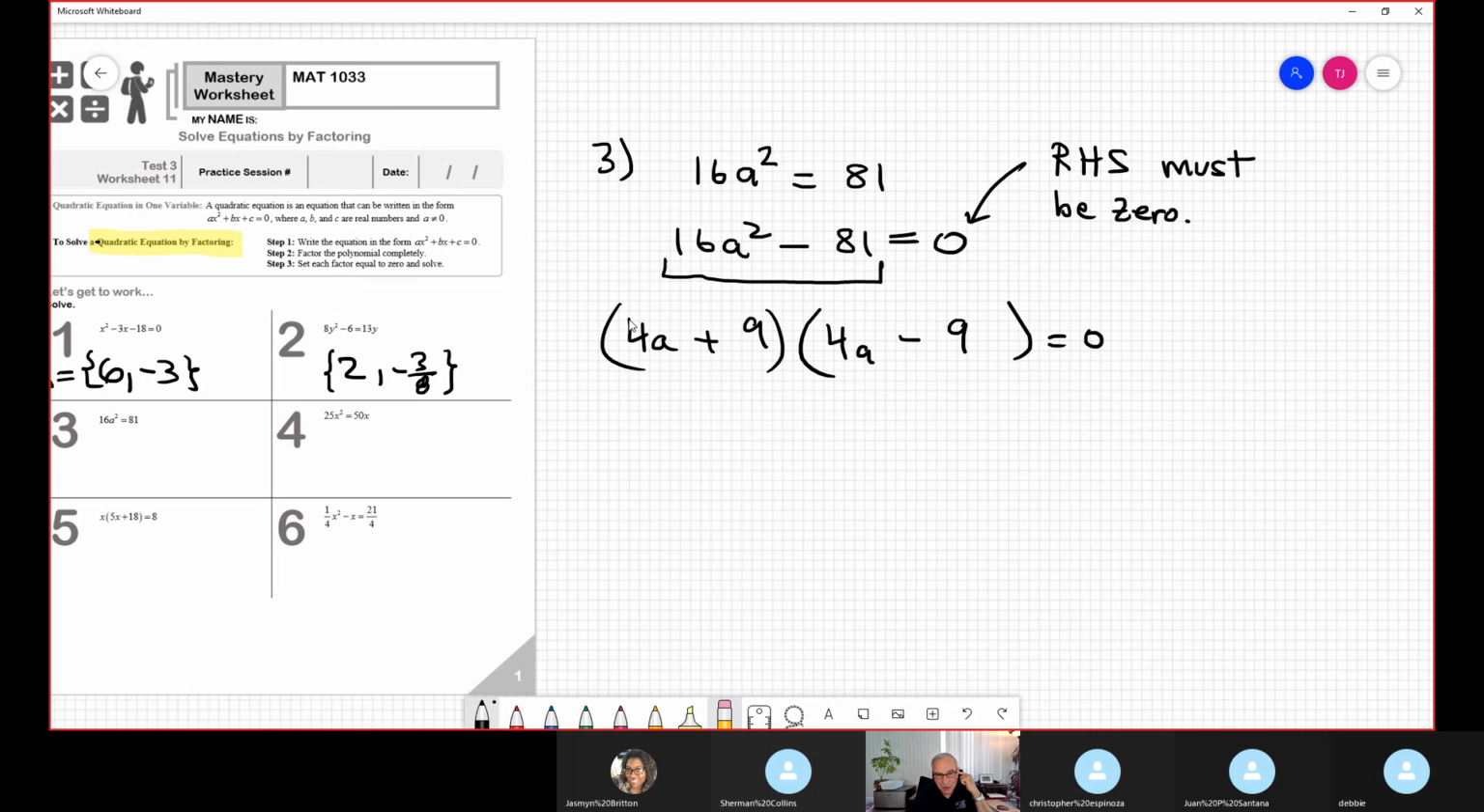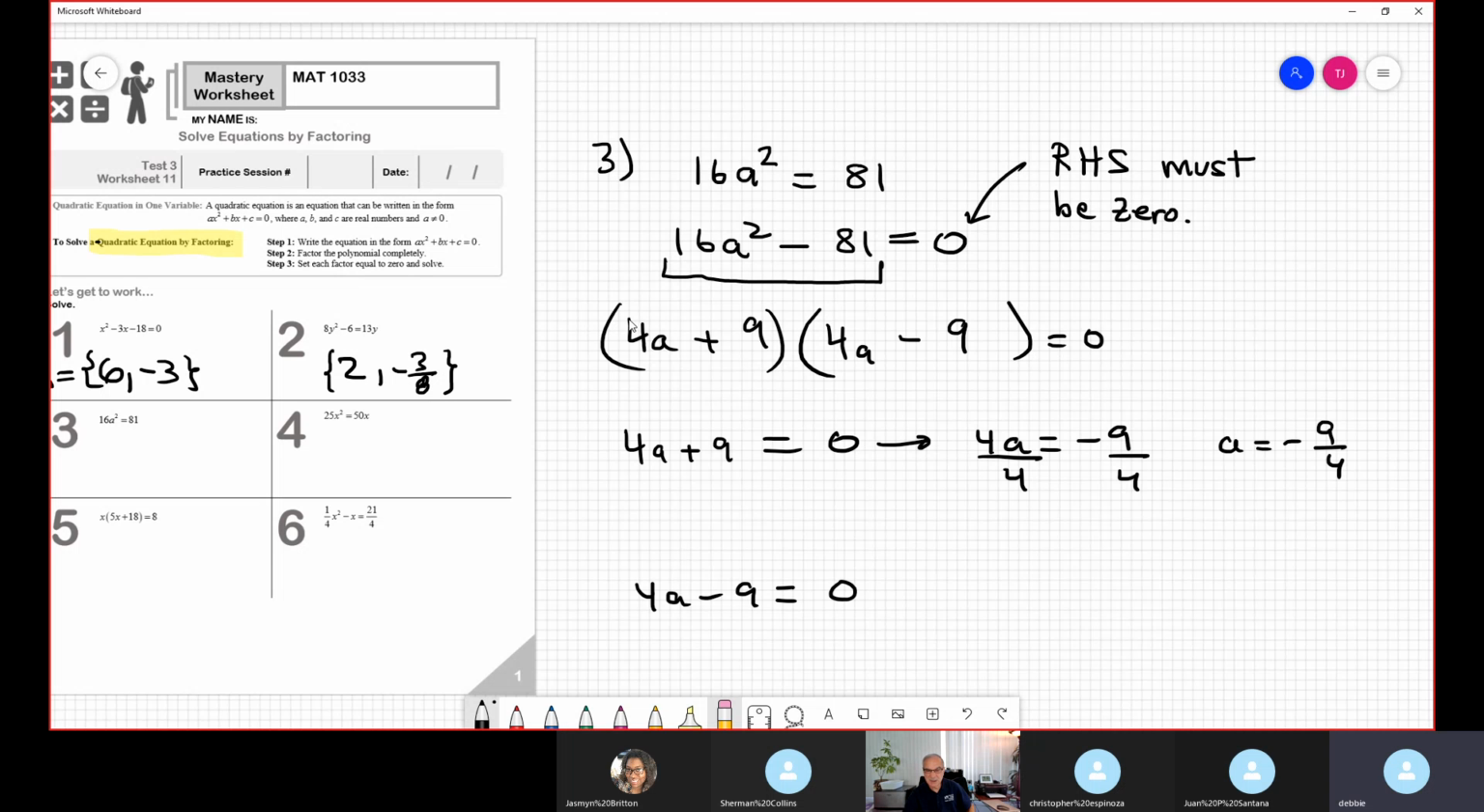And you apply one more time the zero factor property. You copy each factor equal to 0, and you solve for the variable, in this case a. Well, it's easy. 4a equal minus 9, divided by 4. a is equal to negative 9 over 4. And this is similar: 4a equal positive 9, divided by 4. a is equal to 9 over 4. Okay, the solution in this example is negative 9 over 4, comma, positive 9 over 4.